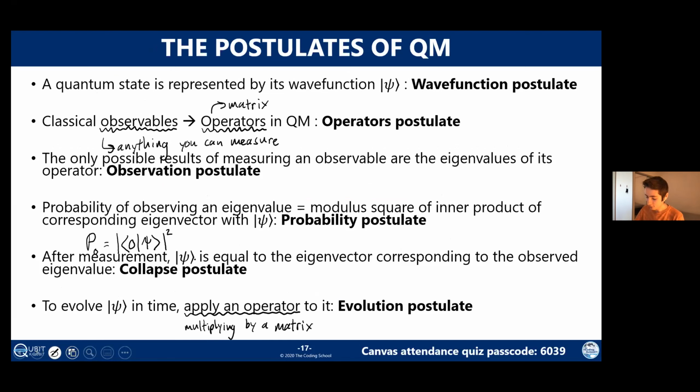After a measurement, our quantum object is equal to the eigenvector corresponding to the observed eigenvalue. Okay, so this involves a lot of things. This involves both the eigenvector and the eigenvalue. But the key thing here is that it's saying our quantum state is going to be the eigenvector. It's equal to the eigenvector.